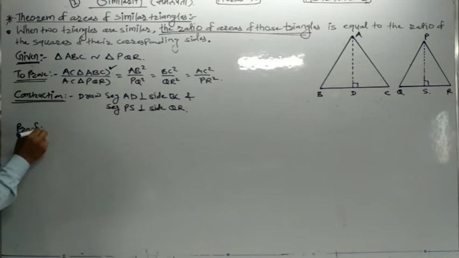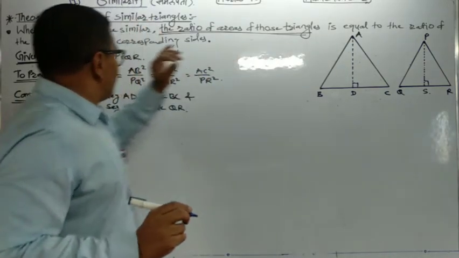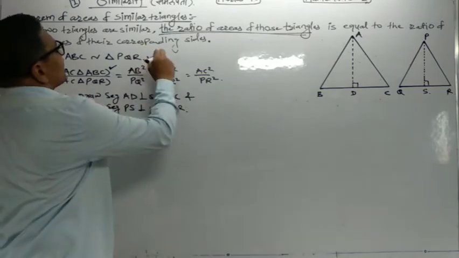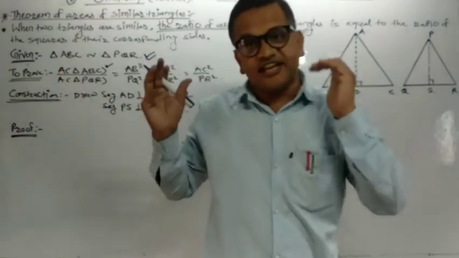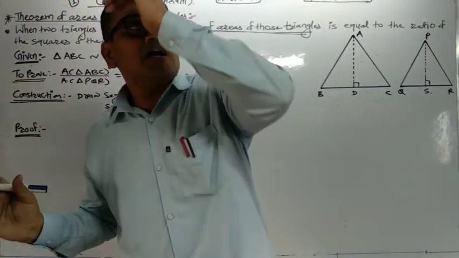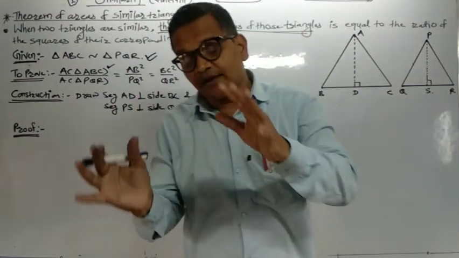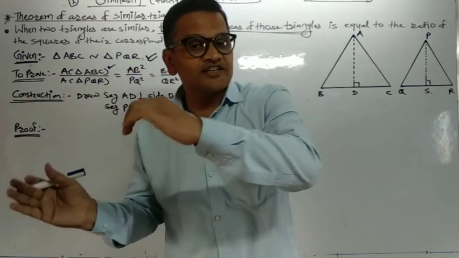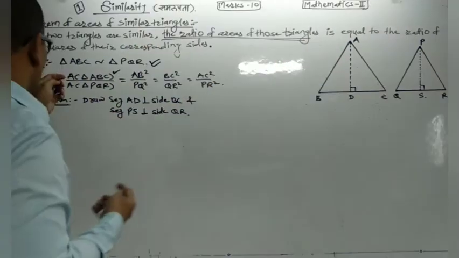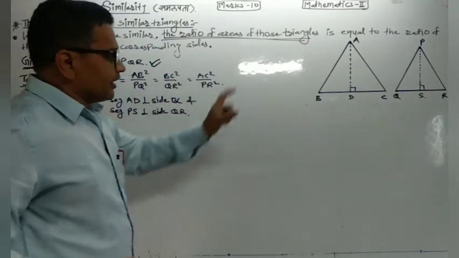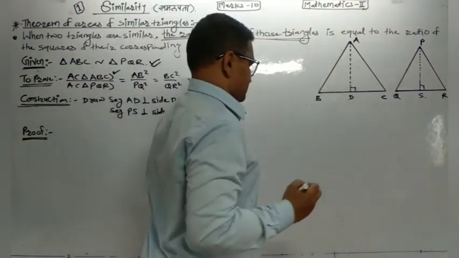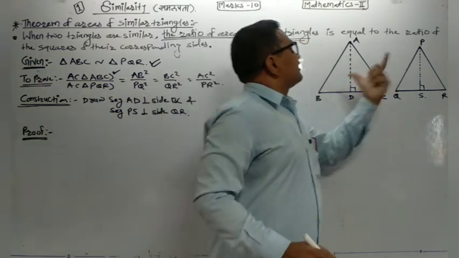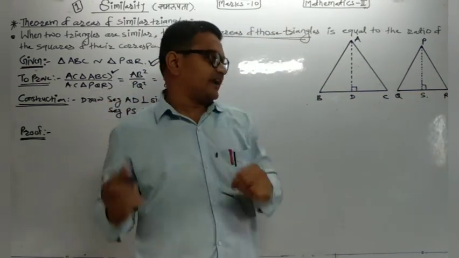Proof. The only given information is that the two triangles are similar. If two triangles are similar, then we can say that their corresponding sides are in proportion and their corresponding angles are congruent. We can find the ratio of areas of these two triangles. These two triangles have different bases and different heights.